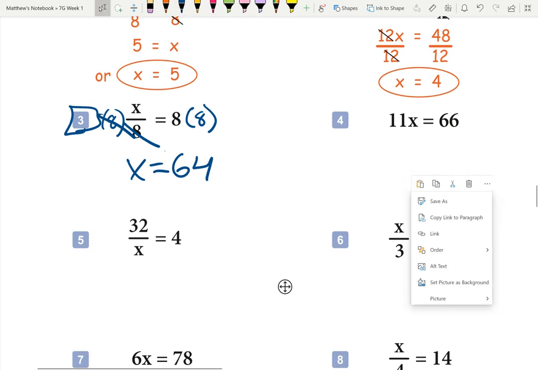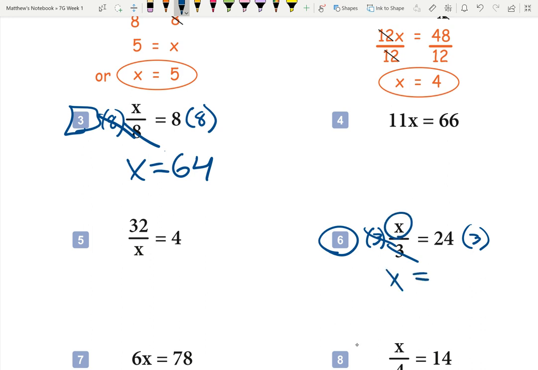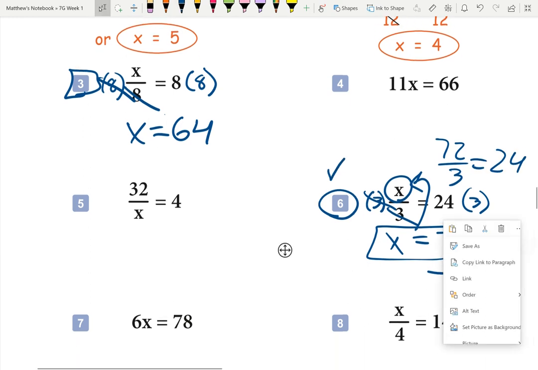All right, we'll do the same thing over here. What number divided by 3 gives us 24? Well, instead of dividing by 3, we're going to multiply by 3, both sides, to get rid of that dividing by 3. So now we have just x on this side equals 72. You can plug it back into the equation to see if 72 divided by 3 does in fact equal 24. It does, so we can check it off and move on to the next problem.